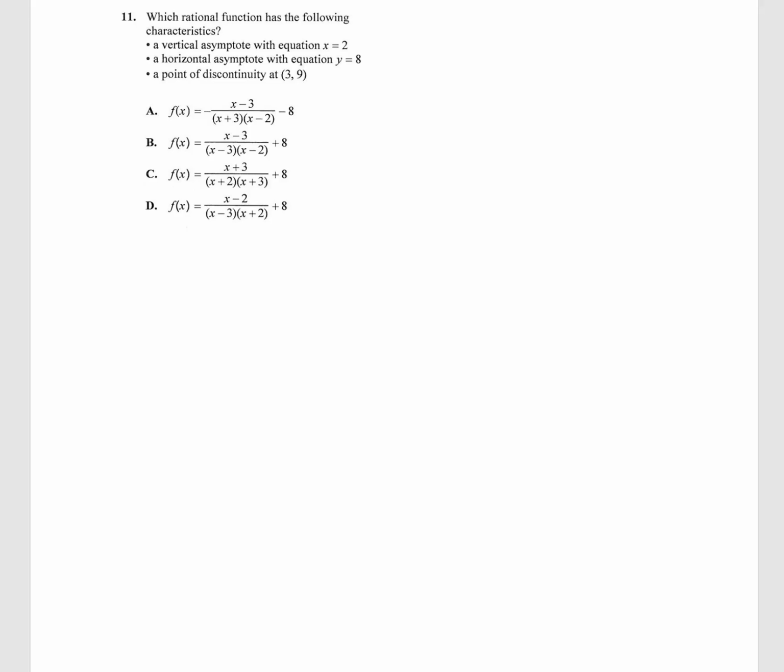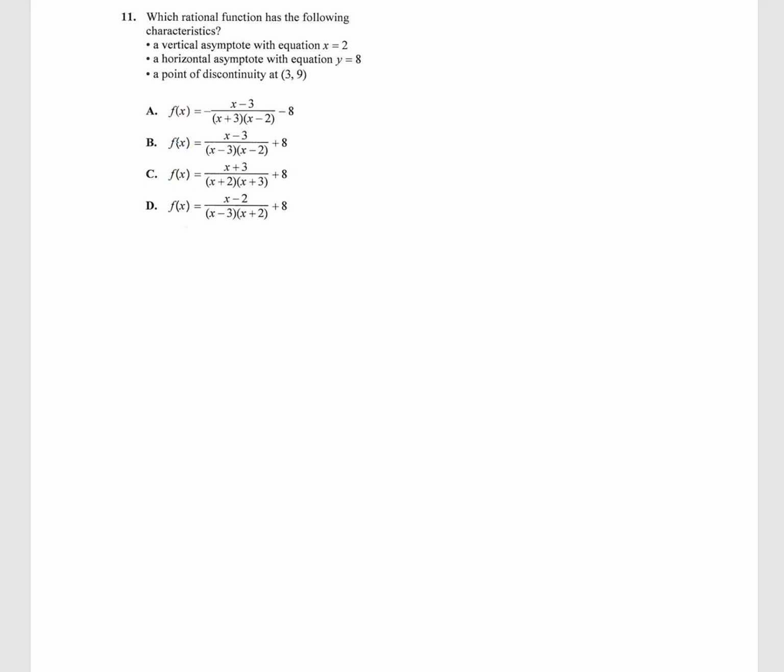Question 11 asks which rational function has the following characteristics: a vertical asymptote with equation x equals 2, horizontal asymptote with equation y equals 8, and a point of discontinuity at (3, 9). It gives us these options here, A to D.